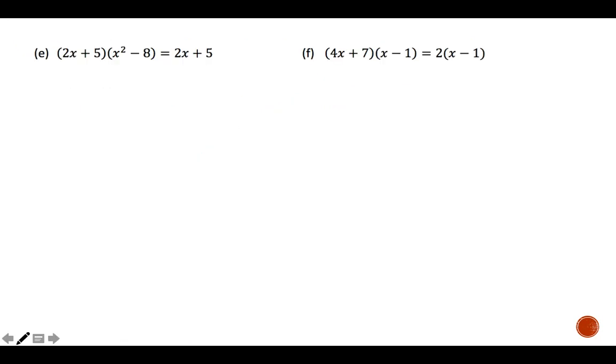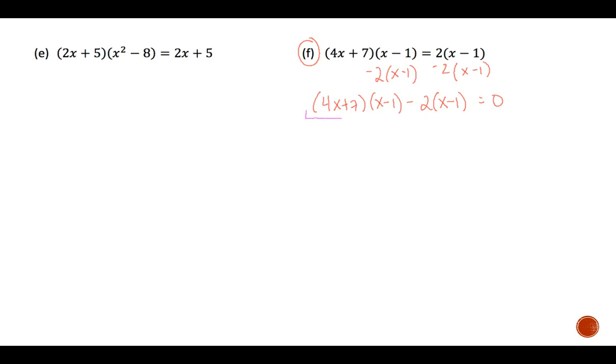So I'm actually going to skip ahead to F over here. So F, ooh, what should we do here? What's a good first step? I'm going to go ahead and subtract 2 times x minus 1. So you've got 4x plus 7 times x minus 1 minus 2 times x minus 1 equals 0. So right here, we haven't actually factored, we just rearranged things.